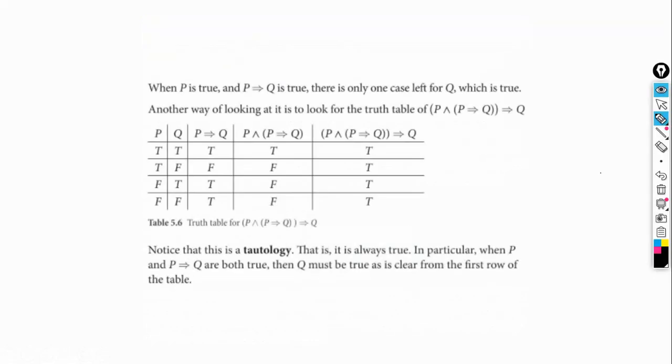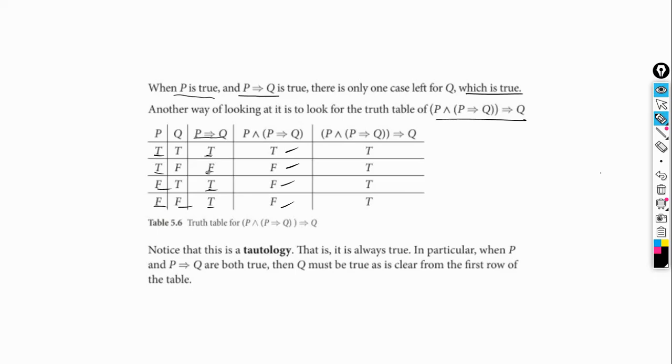Notice that the previous example is the same as saying that when P is true, and if P then Q is true, there is only one case left for Q, which is true. Another way of finding out is to look at the truth table of P and if P then Q, then Q. So let's take a look at this. Now here we have P and Q, and then if P then Q. Notice that we have true, false, true, and true. And then we have P and if P then Q, which is P and this other column. So true and true make true, true and false make false, false and true make false, false and false make false.